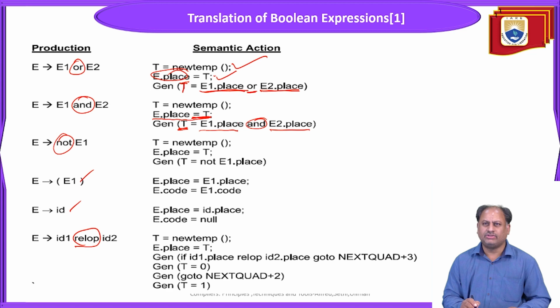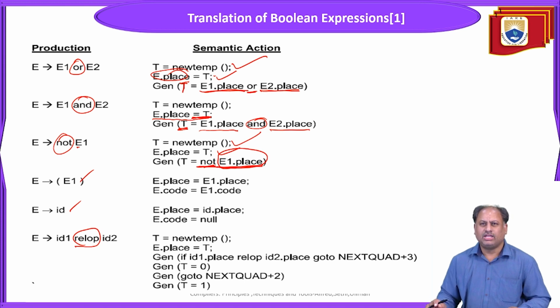It is to be generated with the E1 dot place in E2 dot place. So the NOT operation also: here we are going to create a fresh temporary set T, and this is assigned to e dot place. Then the variable e1 dot place is to be applied, and then the operator not is to be supplied, and it generates a new three address code notation that is to be assigned with e dot place. Now the result is combined with the corresponding not e1.